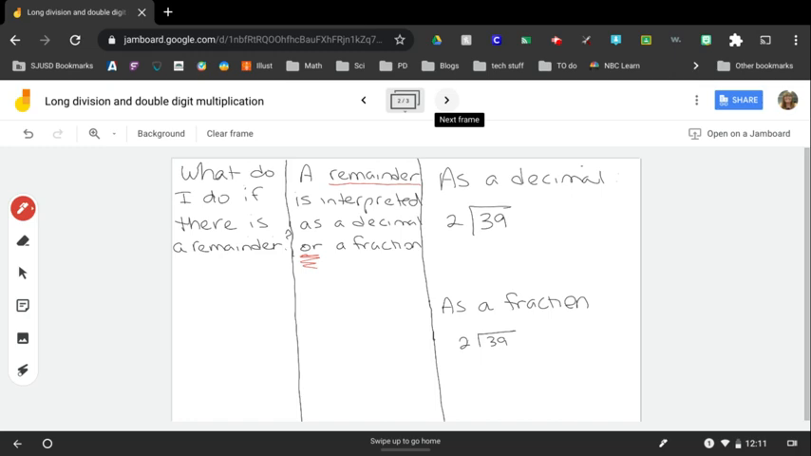All right, so something that you need to start doing from 6th grade on out is when you have a remainder, you no longer do remainder of 3. Okay, that is no longer what you will do with remainders.